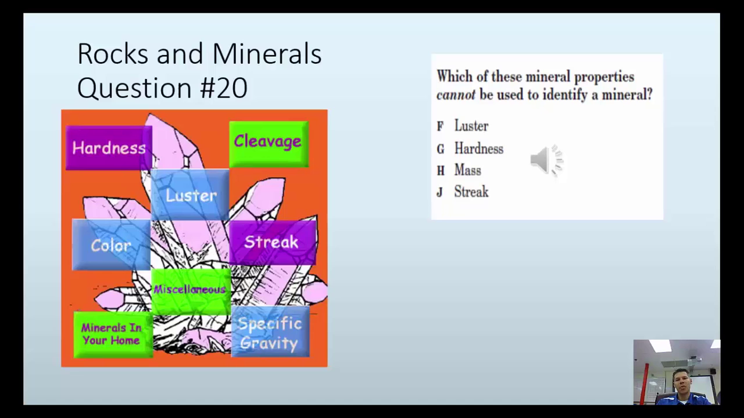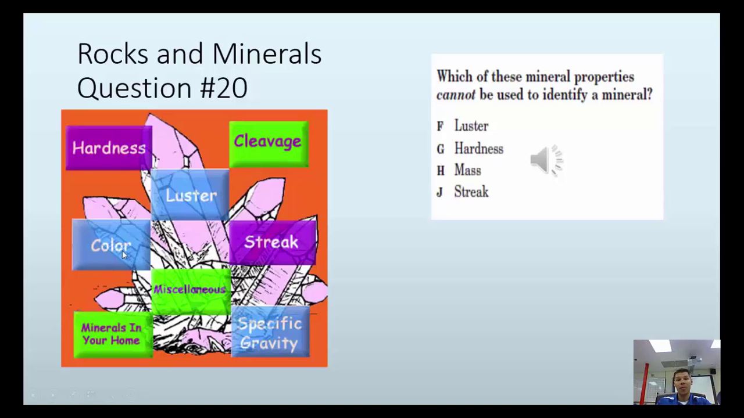Which of these mineral properties cannot be used to identify a mineral? So let's look at all these properties of a mineral real fast. We have the hardness, remember the Mohs scale of hardness of 1 to 10, like talc to a diamond. That can help you. Cleavage, how a mineral breaks. Does it break into flat sheets? Does it break into three-dimensional squares? Or does it break into irregular chunks? Its luster, kind of how shiny it is.